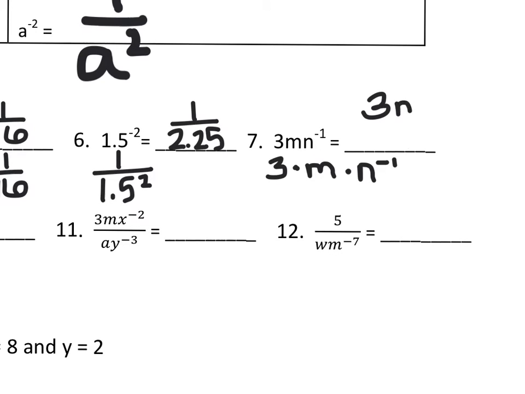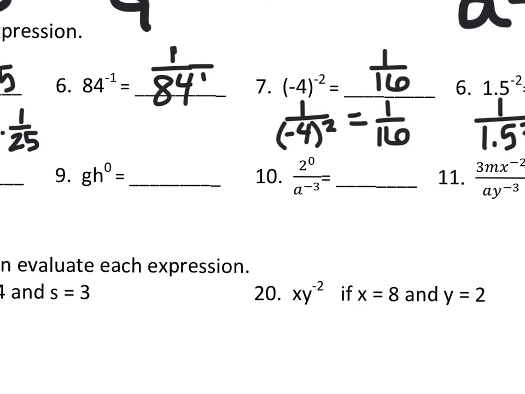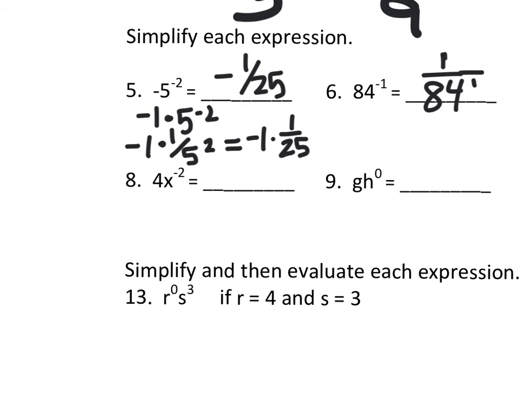So the 3m stays up top, but the n needs to move down to the bottom. So the question you want to ask yourself is, what gets to stay, what has to move, and when it does move, what's that value going to be?